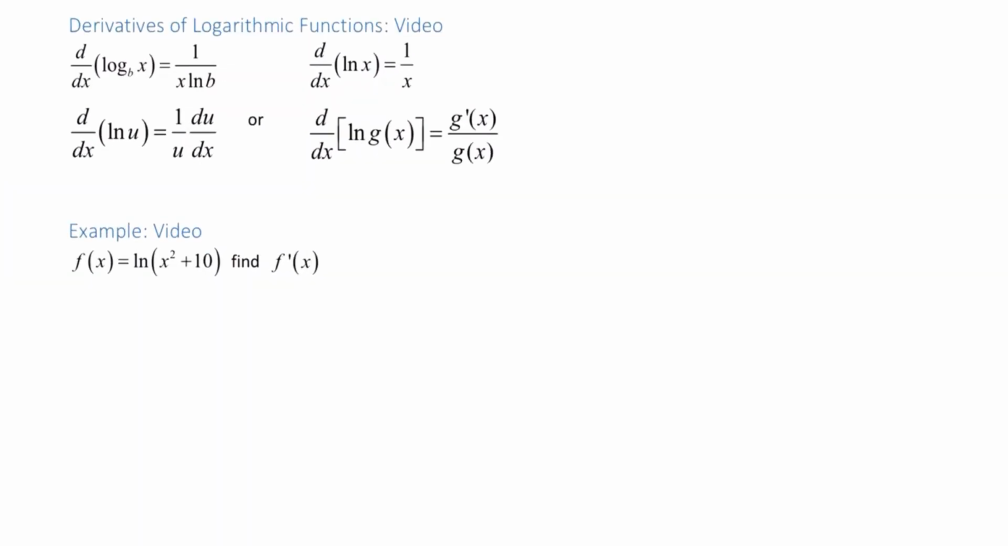For example, let's find f prime of x. Notice we are taking the derivative of the natural log, so that is 1 over the argument, x squared plus 10. But then we have to multiply by the derivative of that argument, which is 2x. So we get 2x over x squared plus 10.